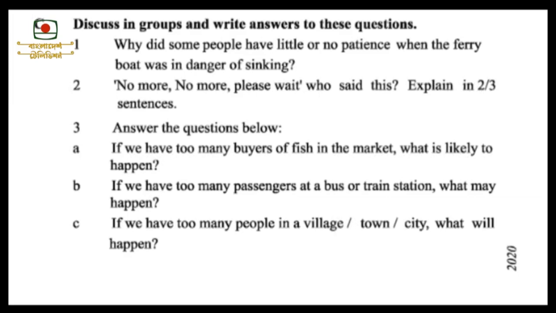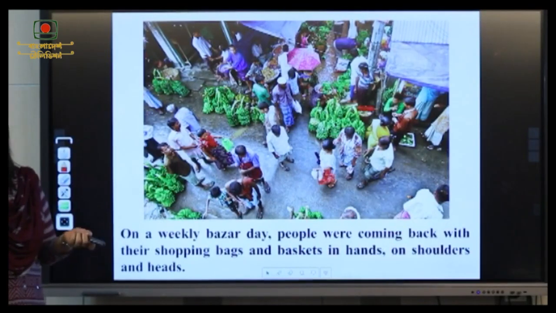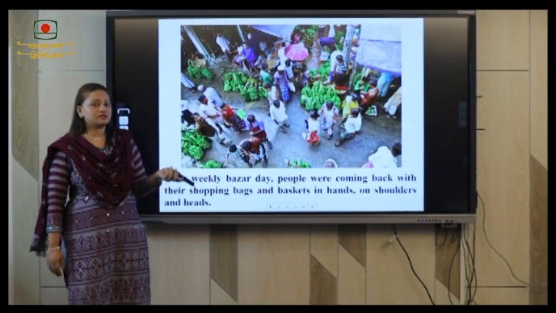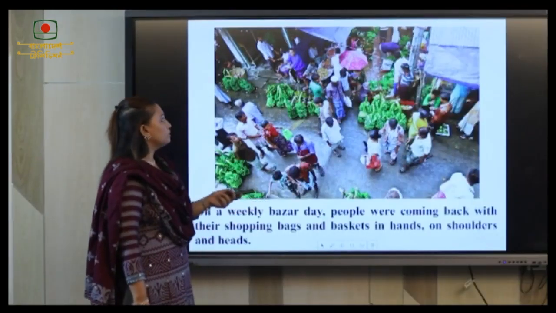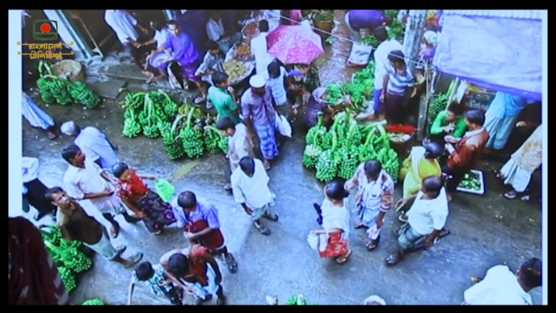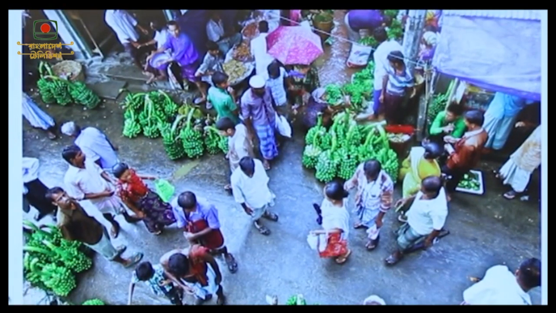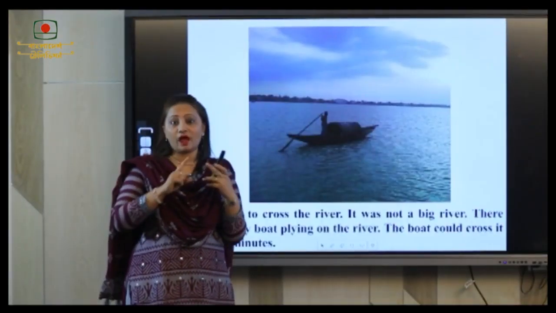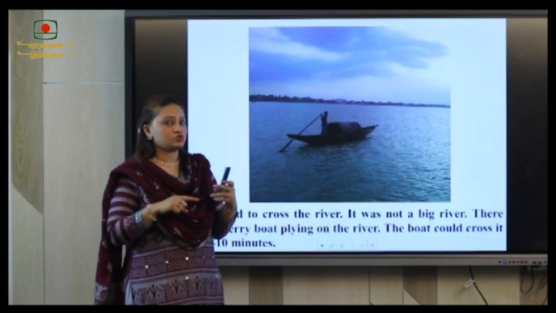So now we will go for lesson 2, but before going to lesson 2, I am going to show you some pictures from lesson 1. This is the bazaar day. Actually in villages there is one specific day in a week, it's called bazaar day or haat day. So Jamil is the main character of the passage. You can see the villagers are buying their things from the bazaar, and this is the river which they need to cross. Jamil was the narrator and what he said in the story.